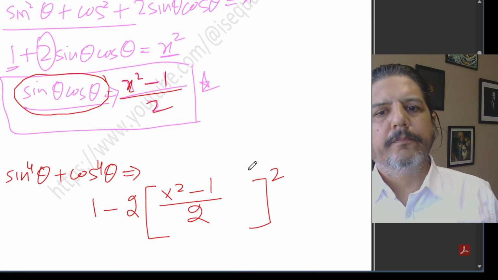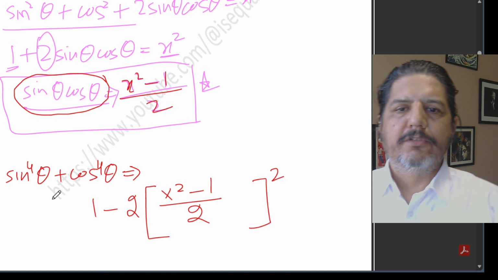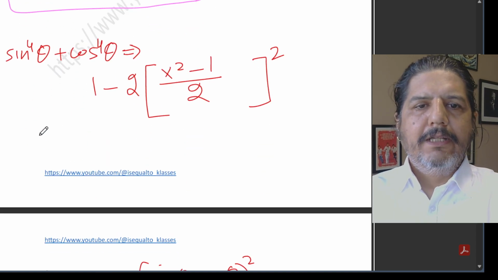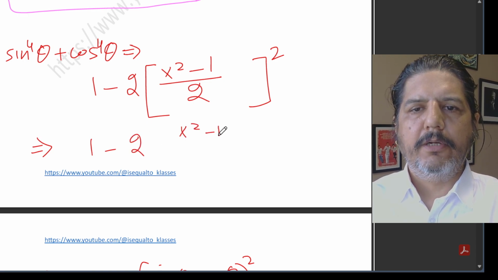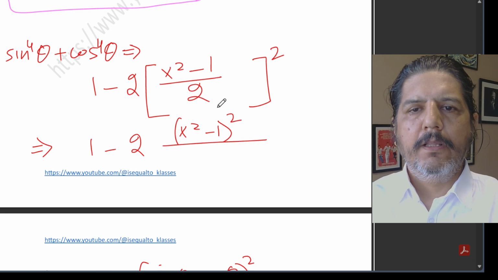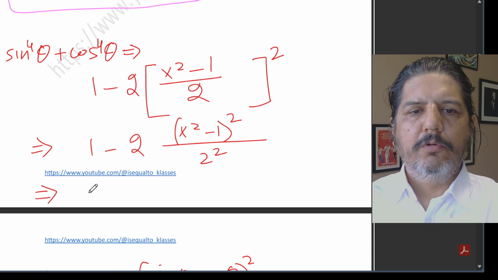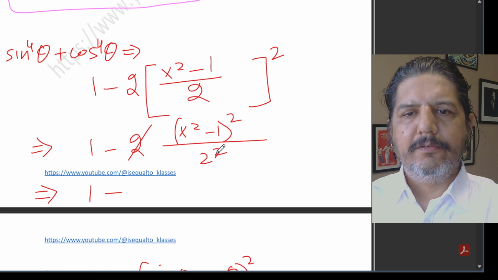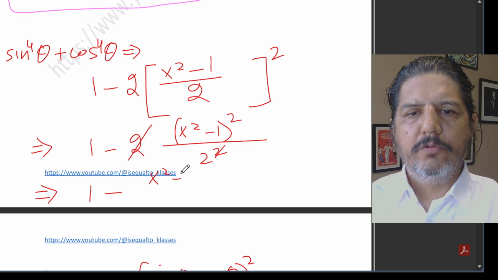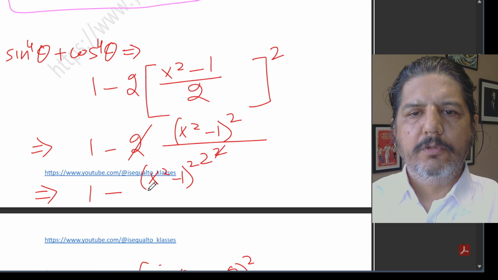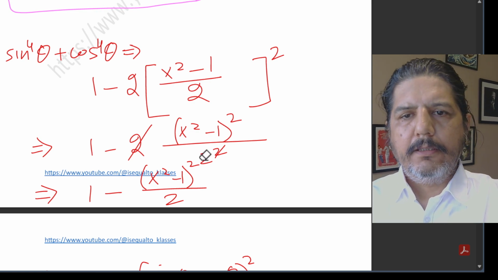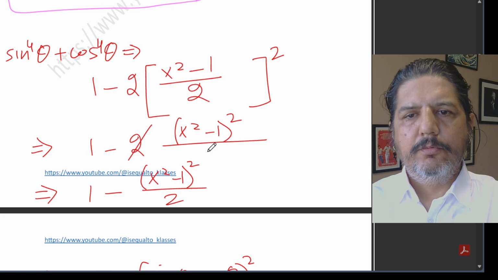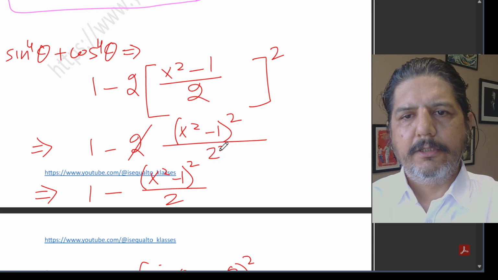So I hope this is making sense. Finally, this would be equal to 1 minus twice of (x square minus 1) whole square upon 2 square. And this would be equal to 1 minus, this 2 will get cancelled by this. So this will be equal to 1 minus (x square minus 1) whole square upon 2. So this is a bit difficult question. You might have to look at the solution again.